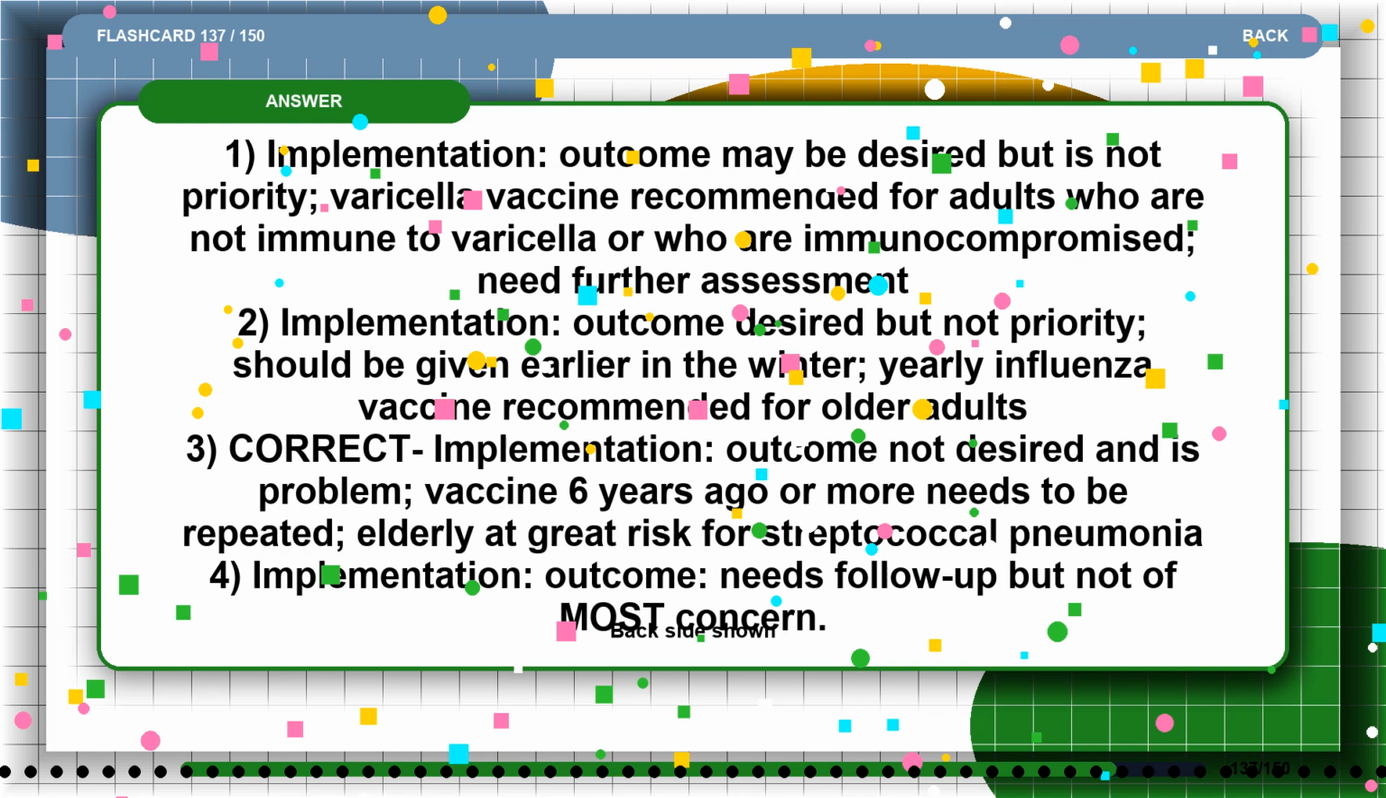The answer is 1. Implementation, outcome may be desired, but is not priority. Varicella vaccine recommended for adults who are not immune to varicella or who are immunocompromised. Need further assessment. 2. Implementation, outcome desired, but not priority, should be given earlier in the winter. Yearly influenza vaccine recommended for older adults. 3. Correct. Implementation, outcome not desired and is a problem. Vaccine 6 years ago or more needs to be repeated. Elderly at great risk for streptococcal pneumonia. 4. Implementation, outcome needs follow-up, but not of most concern.